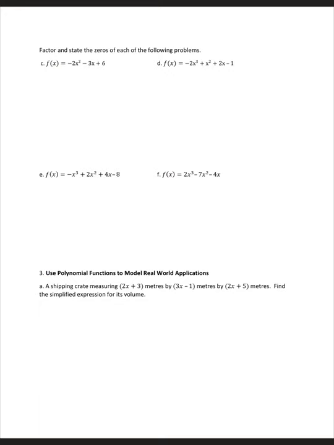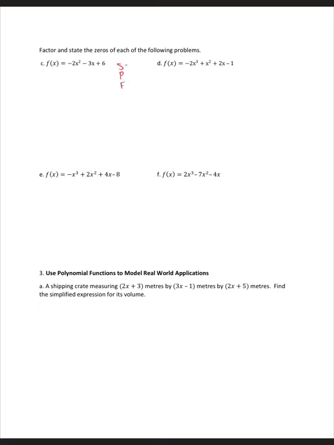So factor and state the zeros of each of the following problems. So I'm going to do a couple with you, and then I'll get you guys to pause the video and try some on your own. So the first one we have here, we have f of x equals negative 2x squared minus 3x plus 6. So we have to think about how can we factor this, okay? And we could try to do SPF, so let's try to do SPF.